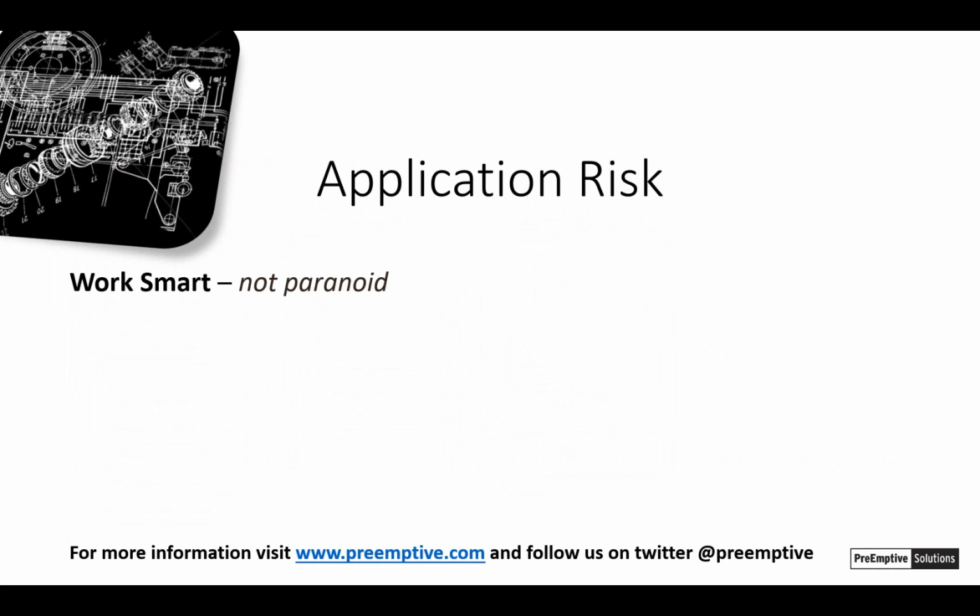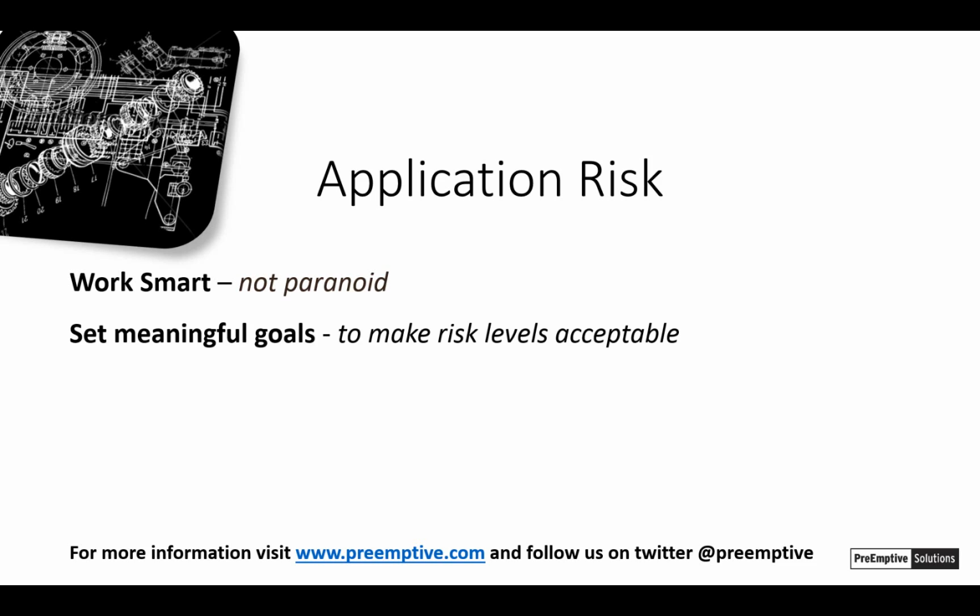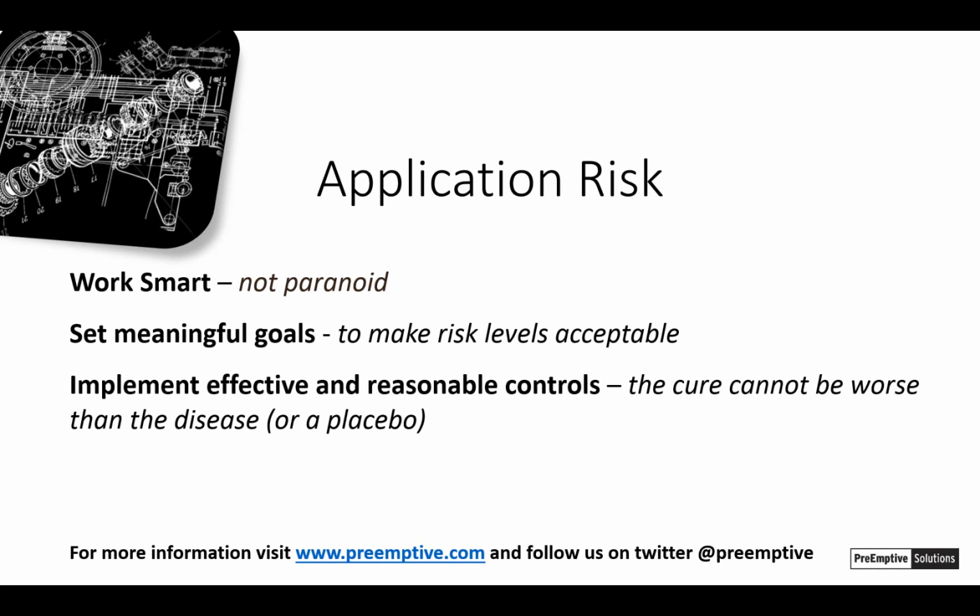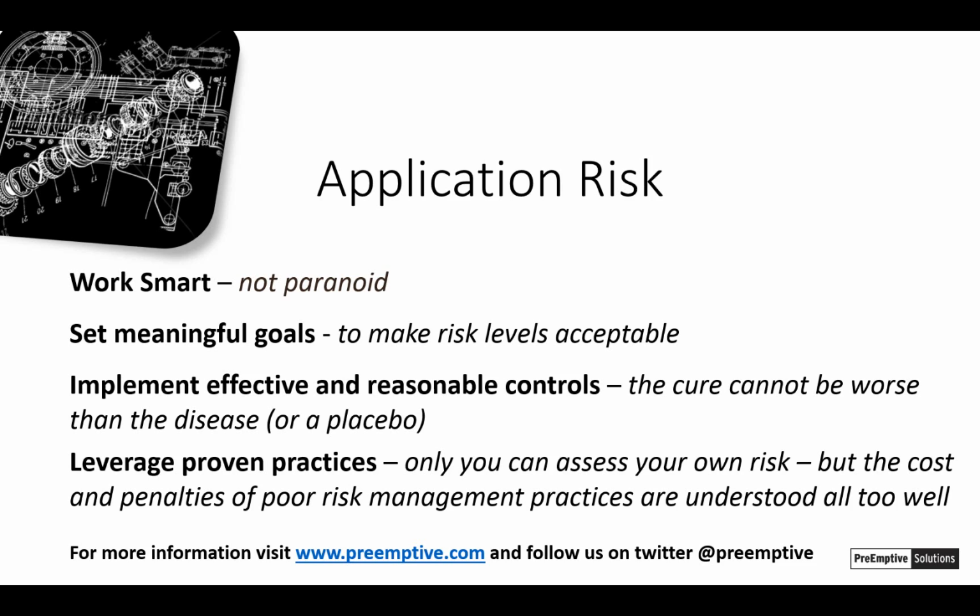So here's what we've covered. Work smart, but don't be paranoid. Set meaningful goals to make risk levels acceptable, but not to try to make your business risk-free. The best way to meet these goals is to implement effective and reasonable controls. Again, the cure cannot be worse than the disease. And leverage proven practices. You want to be both more secure and have the evidence to show auditors and the courts that you've taken every reasonable precaution to manage your risks.